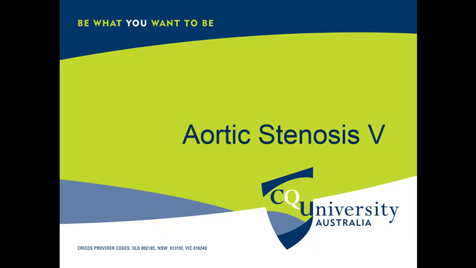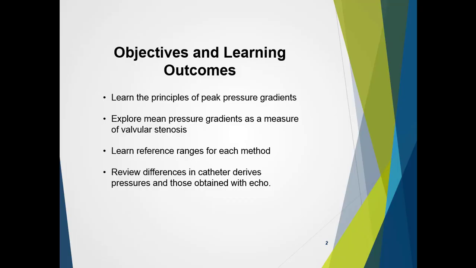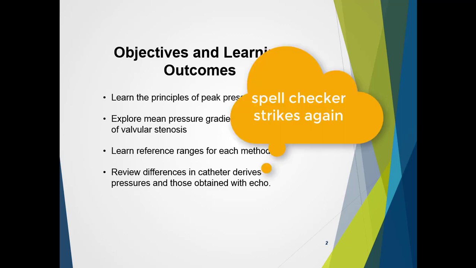Hello and welcome to our fifth and final lecture regarding aortic stenosis. With this lecture here, we're going to learn about the principles of peak pressure gradients, explore mean pressure gradients as a way of measuring valvular stenosis, learn some of the reference ranges for each method, and then review the differences between catheter-derived pressures and those obtained with echo.